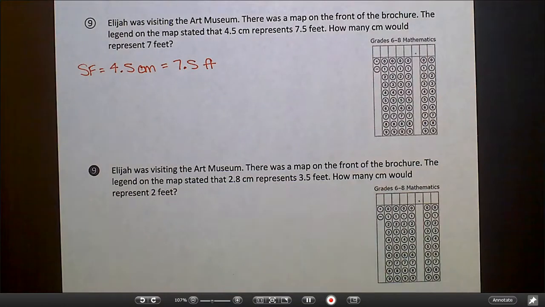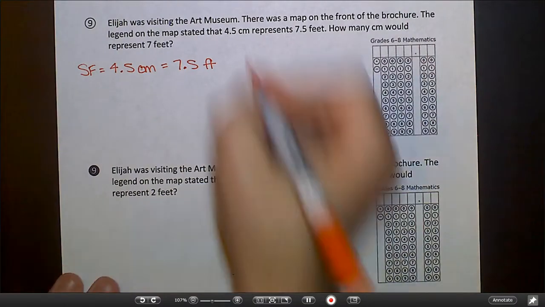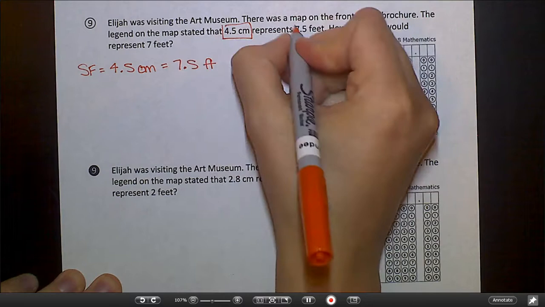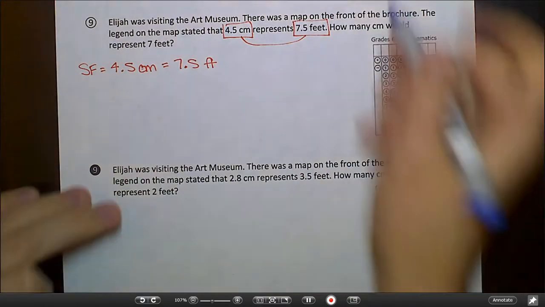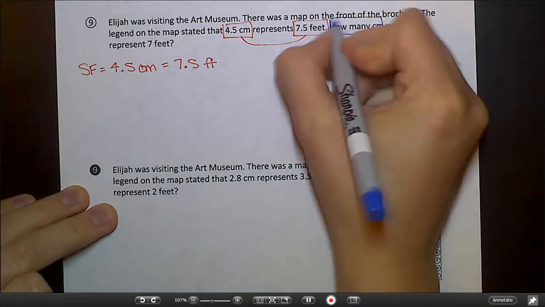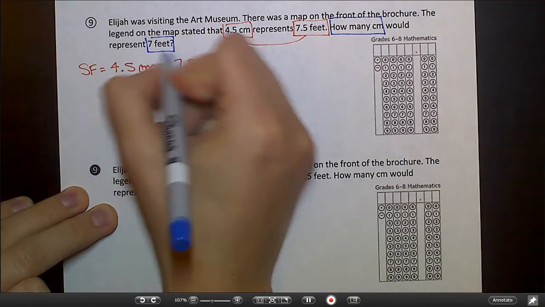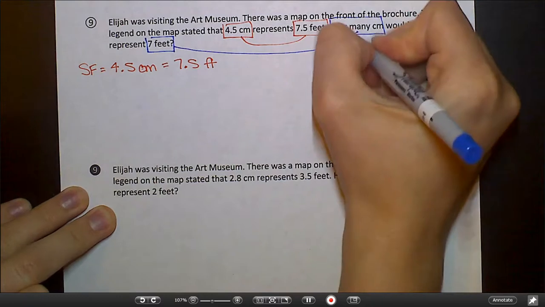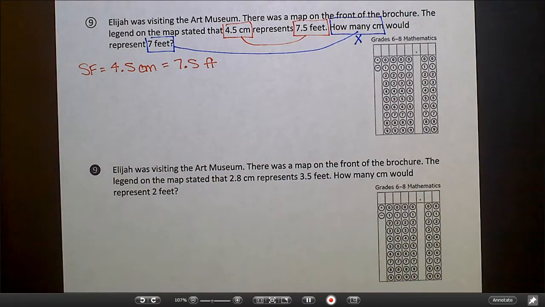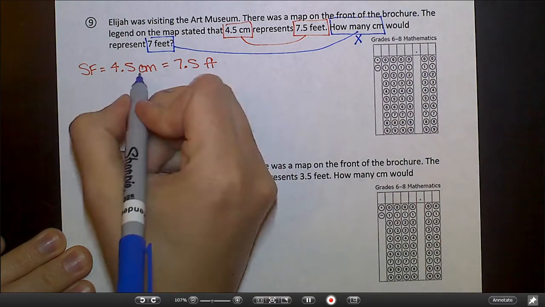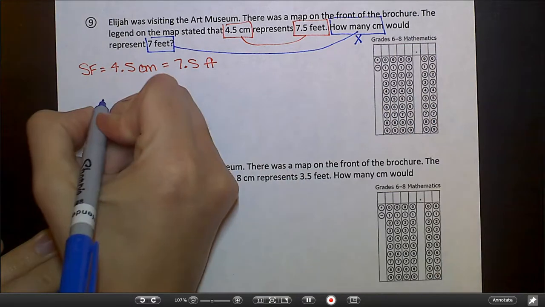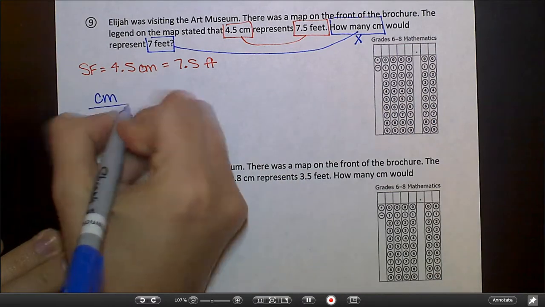How many centimeters would represent 7 feet? Okay, so 4.5 centimeters and 7.5 feet, those go together. And then it says how many centimeters would represent 7 feet, and those go together. So this is my X, how many centimeters. So we're going to start by naming our ratio. And again, we have a scale factor, centimeters and feet, so I'm going to name it centimeters over feet.